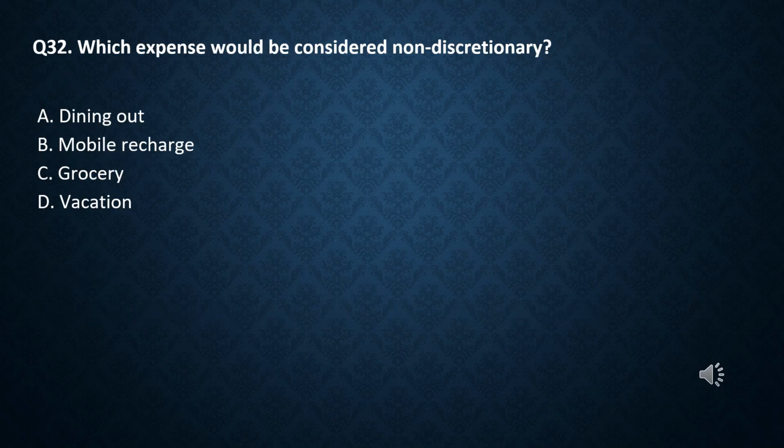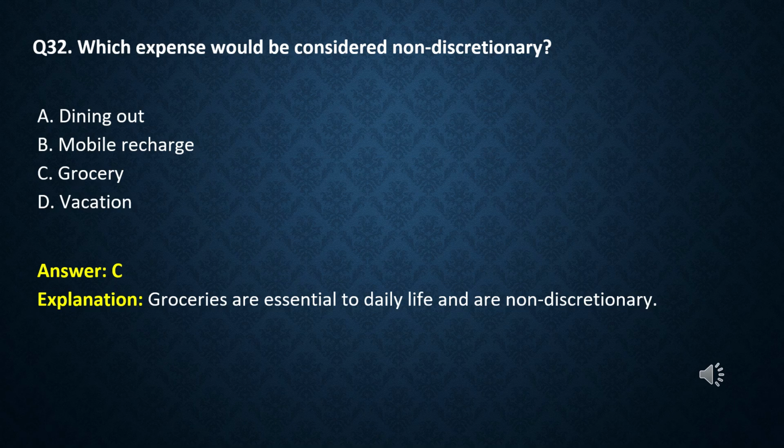Next question. Which expense would be considered non-discretionary? Option A dining out, option B mobile recharge, option C grocery and option D vacation. Correct answer is option C. Groceries are essential to daily life and are non-discretionary.